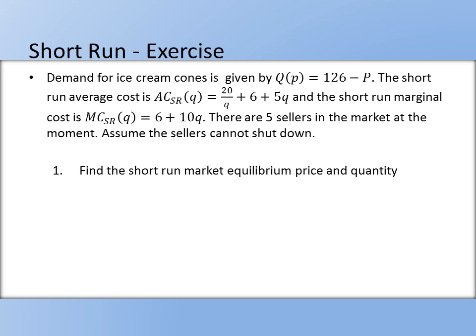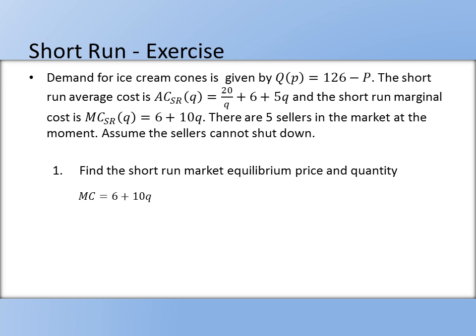Let's take a look at this example. Demand for ice cream cones is given by Q equals 126 minus P. The short run average cost is 20 over Q plus 6 plus 5Q, and the short run marginal cost is 6 plus 10Q. There are 5 sellers in the market at the moment. Assume that the sellers cannot shut down. Now first, find the short run market equilibrium price and quantity.